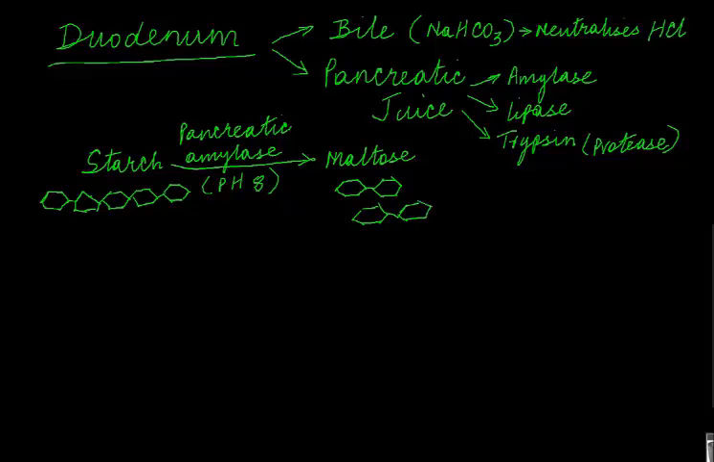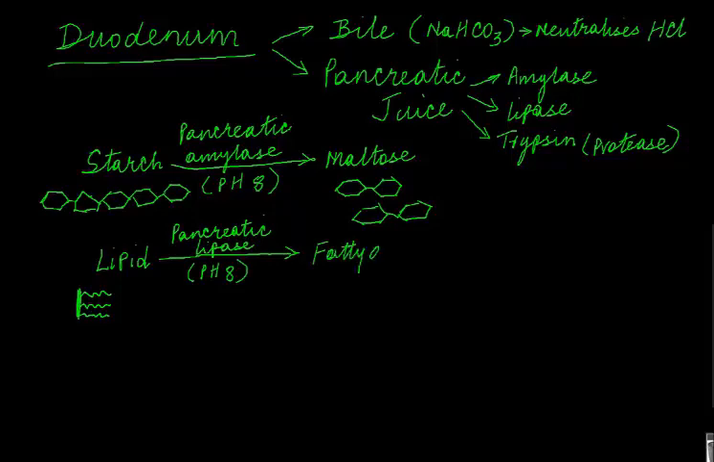Is it clear? Then lipase. It will convert lipids. Now remember, a lipid is made up of one glycerol joined to three fatty acid tails. The curly ones are the fatty acid tails. The lipids will be acted upon by pancreatic lipase at the same pH to form fatty acids, which are those curly ones, and glycerol. Is that clear? To which the 3 fatty acids were attached.